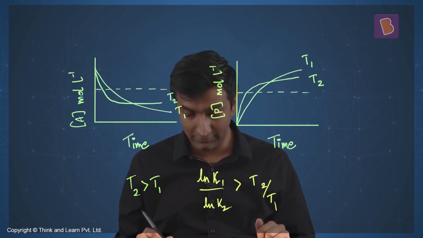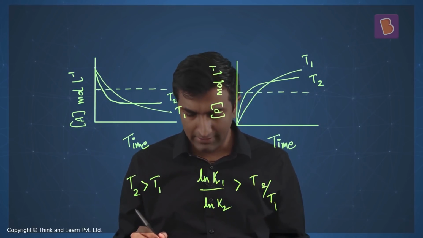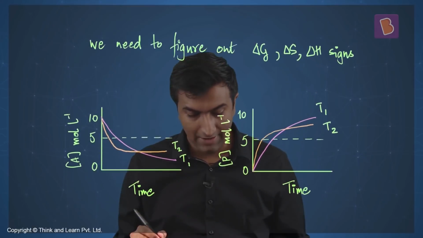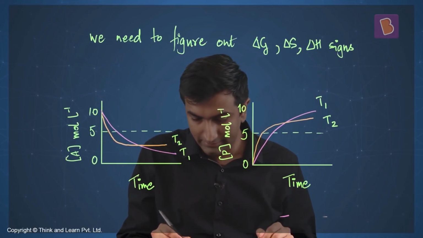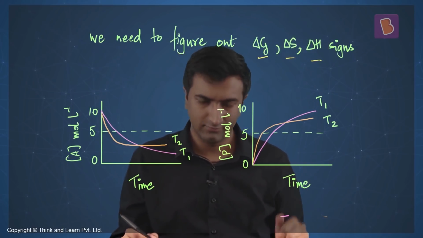which is at the respective temperatures, is greater than T2 by T1. This is interesting. Let's see what we can do. Looking at the options, it looks like we're going to have to figure out what the delta G, delta S, delta H signs are. That's it. Once we do that, things should work out.